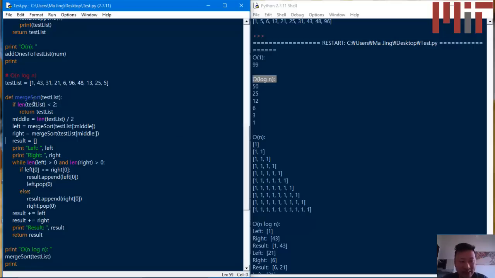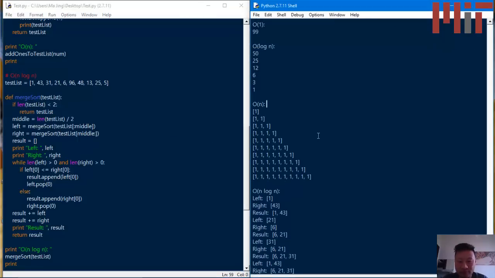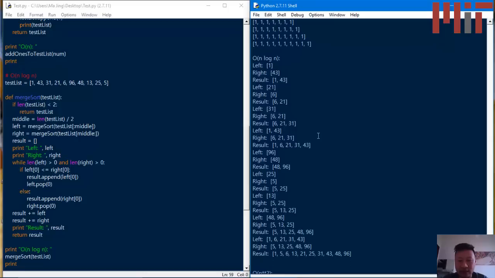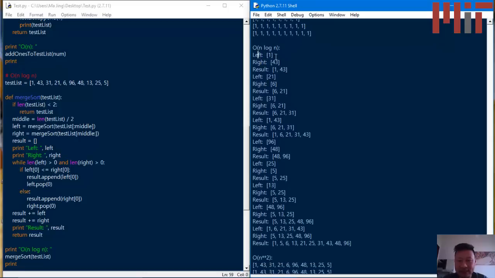If you print this function, the output will look like this: left list, right list, comparison, and then appending to a new list, 1, 43, 21, 6, first 6 and then 21, all the way through the list until you have a sorted list that you can see here, 1, 5, 6, 13, 21, etc. So big O of n log n.